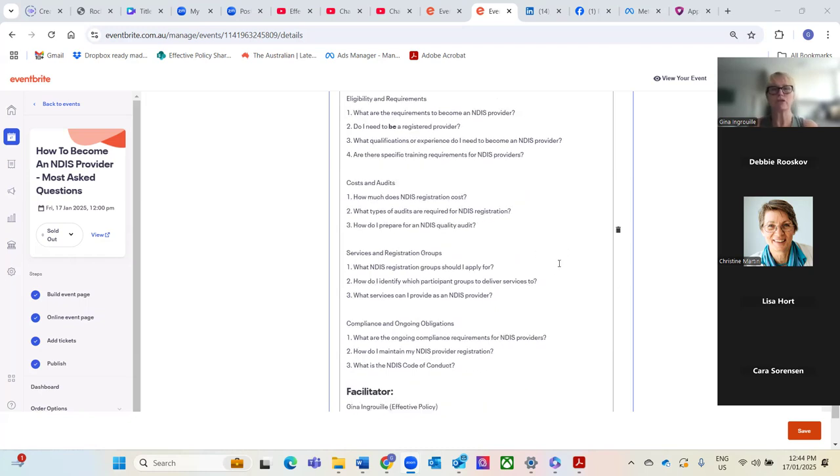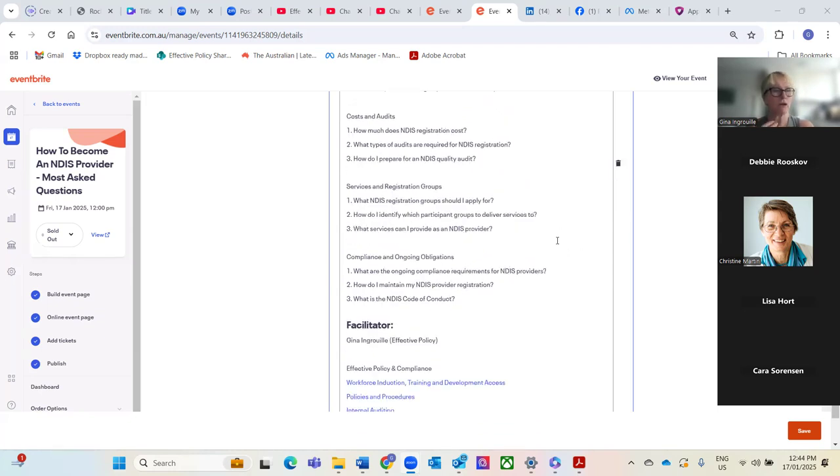So the registration group. If you're new at this, then I've always suggested that you just put your best foot forward. What are you good at? Just go with that. We have people come in and say, I'm a support worker, I want to register, I want to do SIL, I want to do module 1, complex care, I want to implement behaviour support. And I say, please don't.